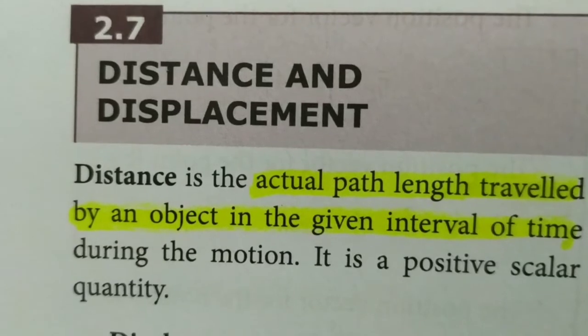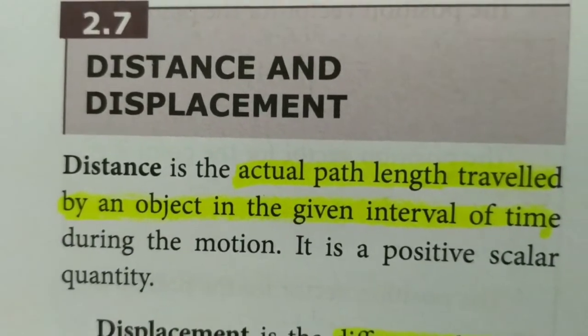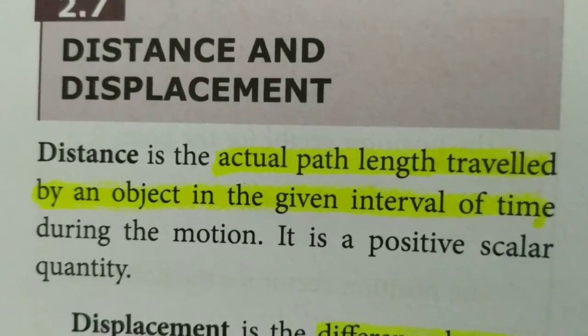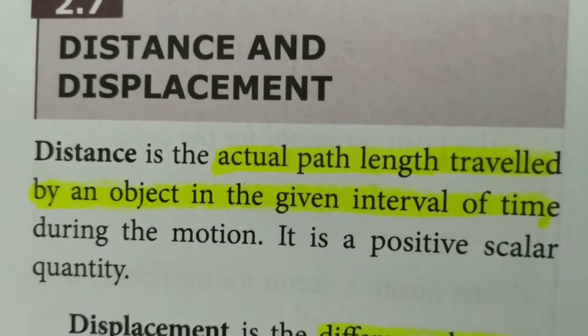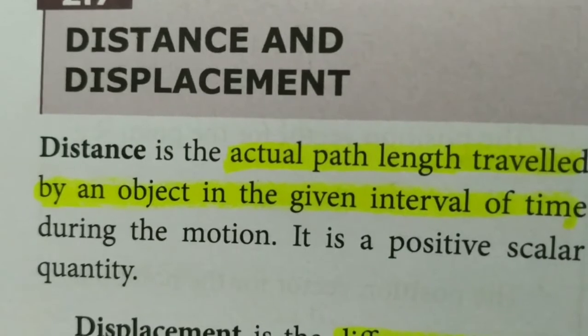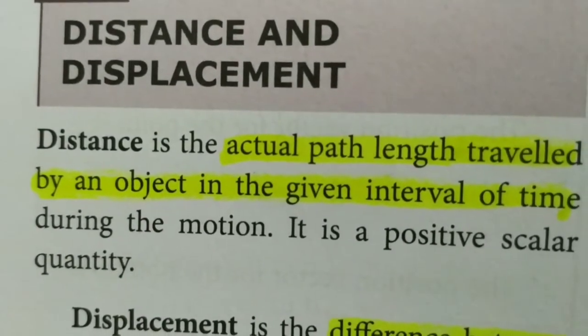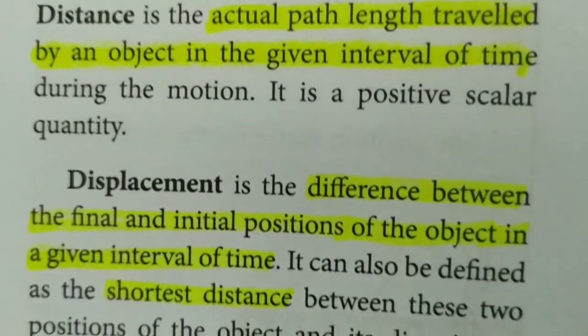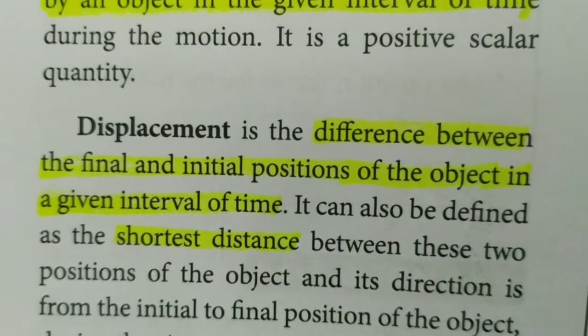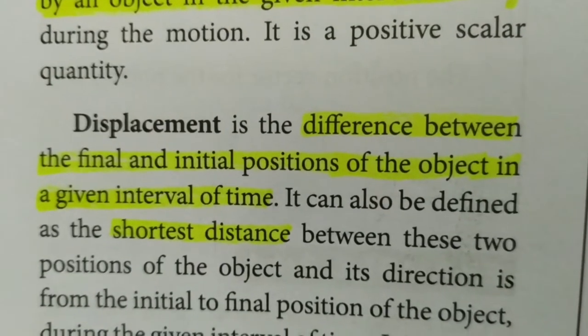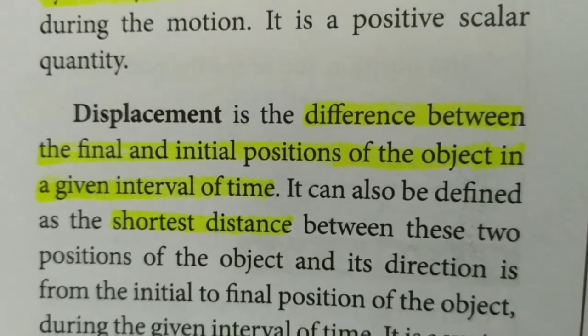The next topic is distance and displacement. First, what is distance? Distance is the actual path length traveled by an object in the given interval of time during the motion. It is a positive scalar quantity, and displacement is the difference between the final and initial positions of the object in a given interval of time.